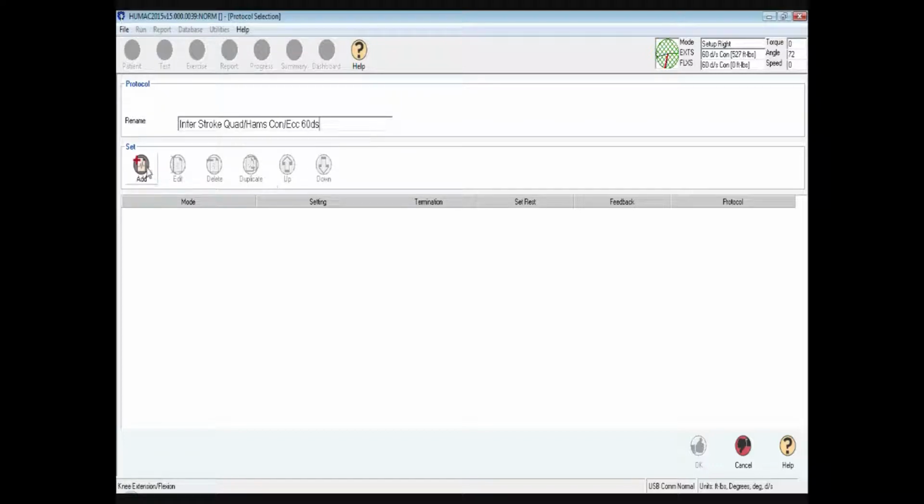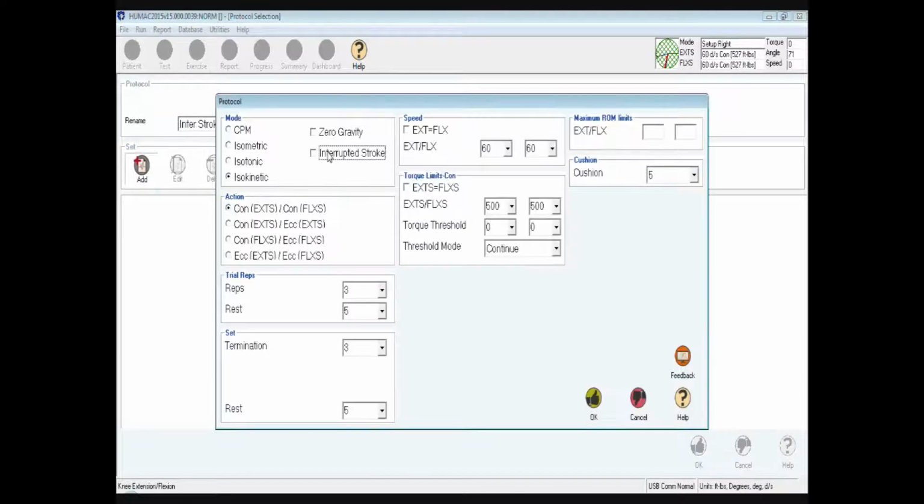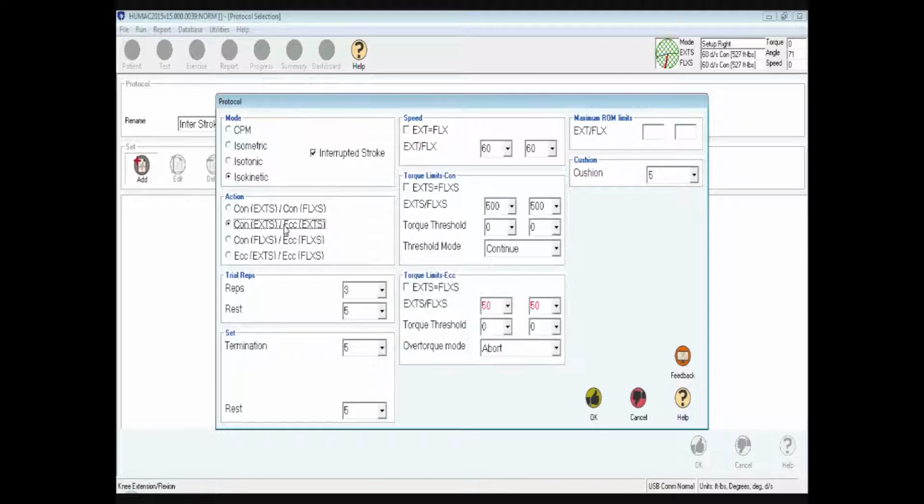Click Add for the first set. For mode, select Isokinetic and click Interrupted Stroke. Under Action, select Concentric Extensors, Eccentric Extensors. You have to select at least one trial rep to get a warm-up set, but the number you select doesn't matter. Set termination reps to 3.